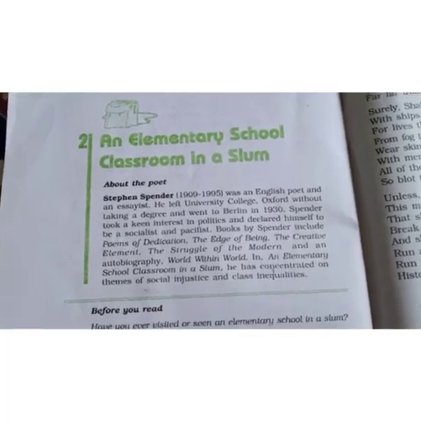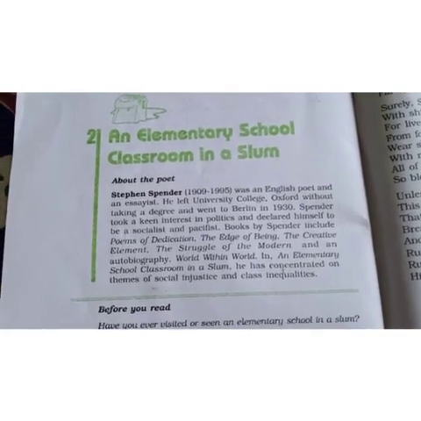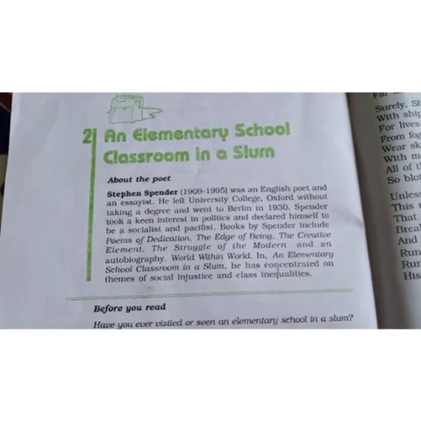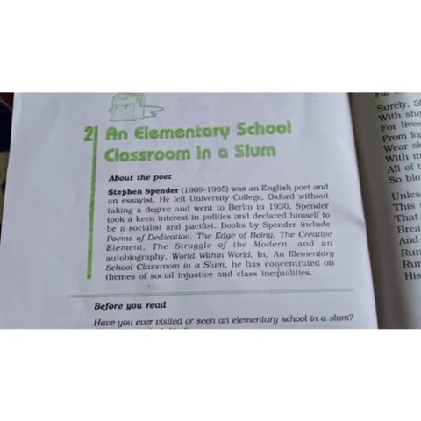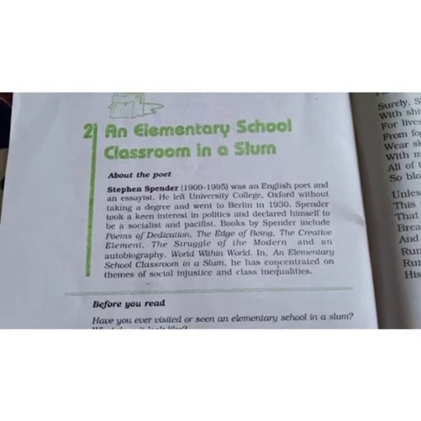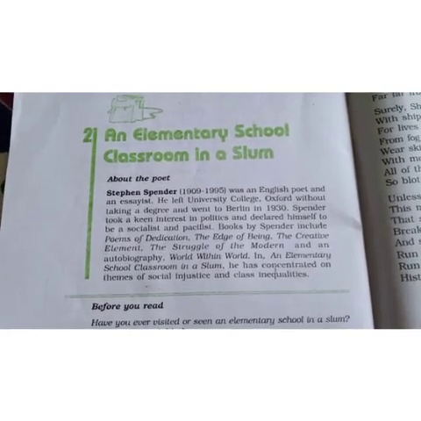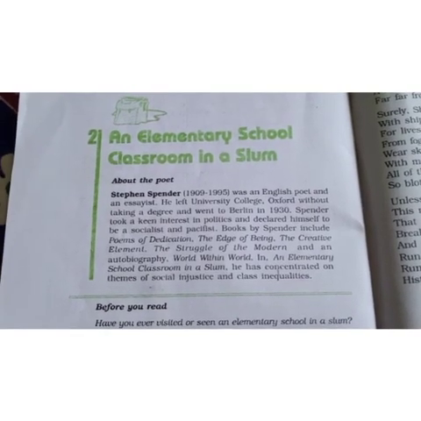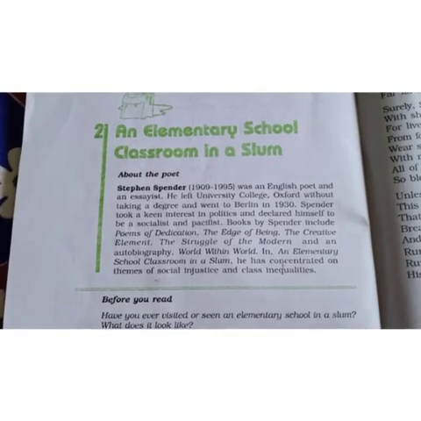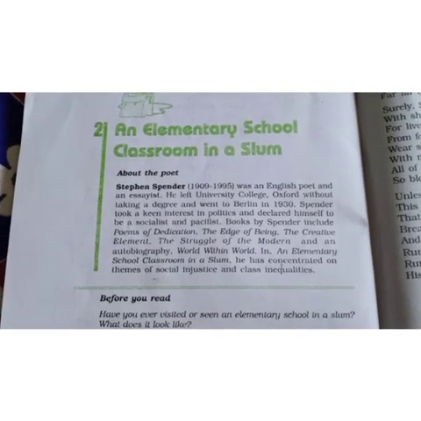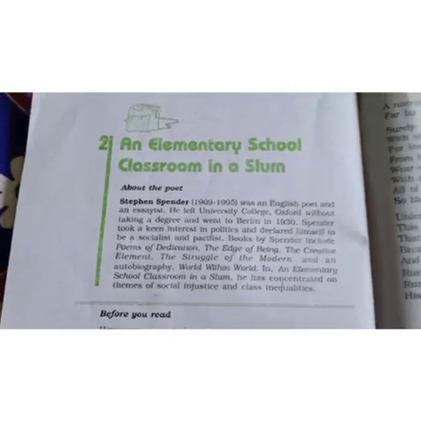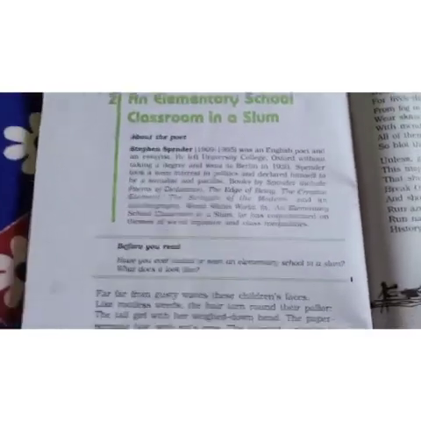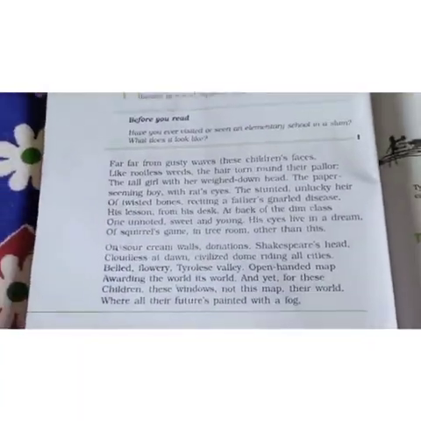He was an English poet and an essayist. His major source of writing is about social injustice and class inequalities. Here in this poem, he has presented the pitiable condition of the children of slum area as well as the social injustice faced by them. He also suggests some measures to improve the condition of these children. Now, I will explain the poem line by line.